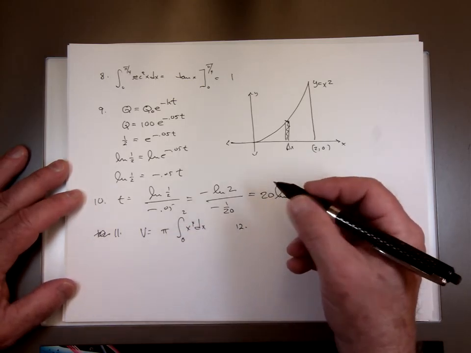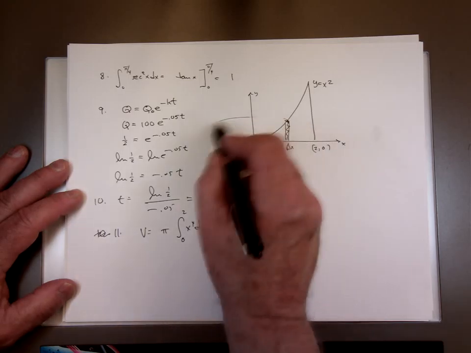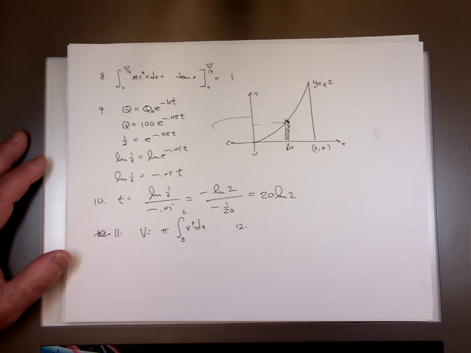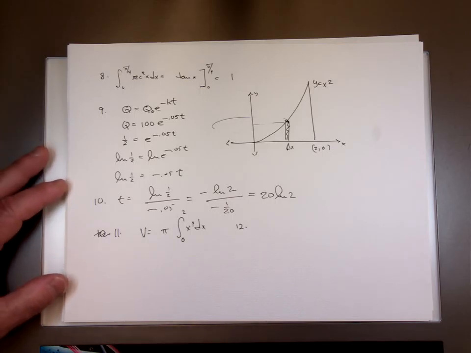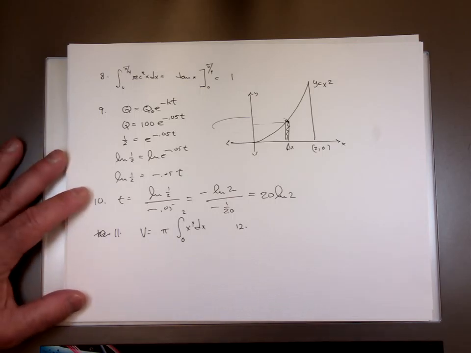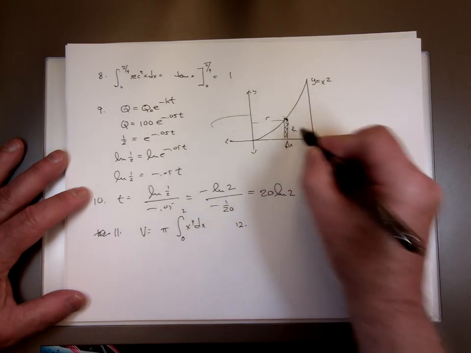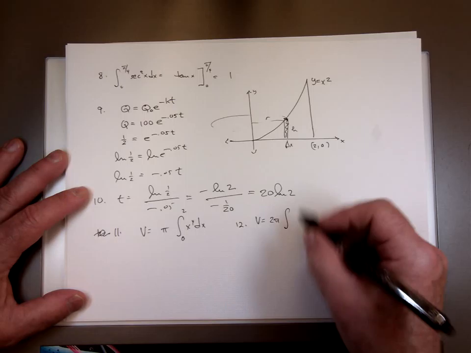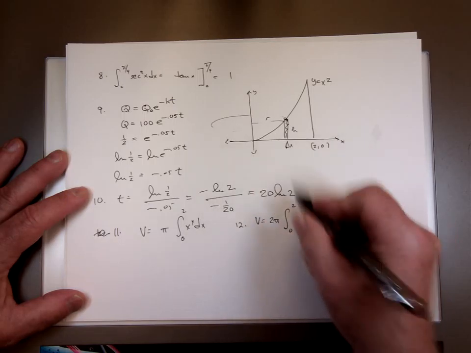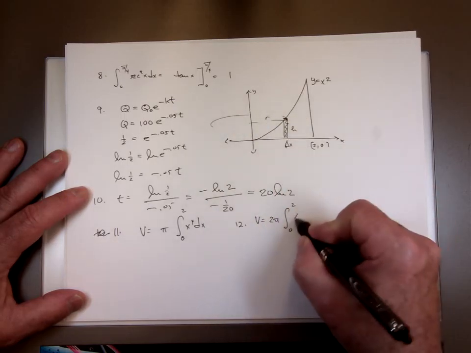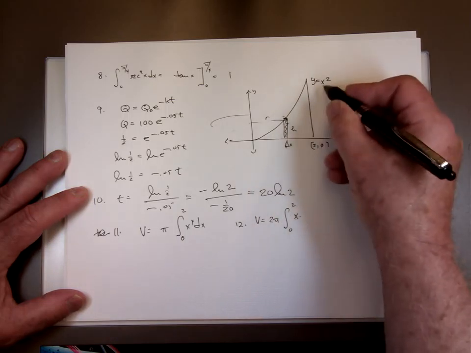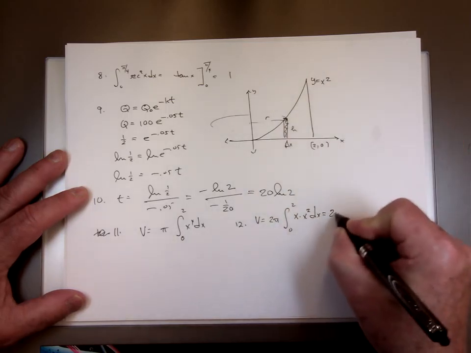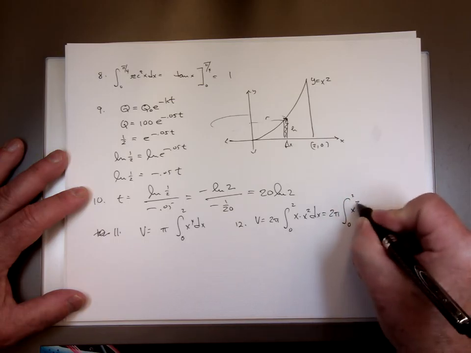If you revolve around the y-axis, where your rectangle is parallel to the axis of symmetry, that's going to give you a cylindrical shell. This is R, this would be H. So the volume would be 2 pi RH. The distance from the y-axis is x. The height here is y, which is x squared. So you get 2 pi, 0 to 2, x cubed dx.